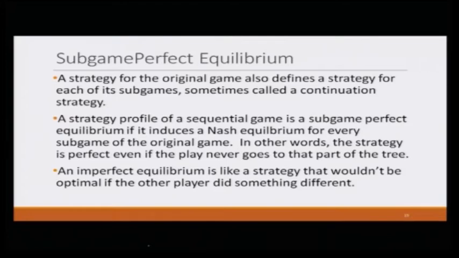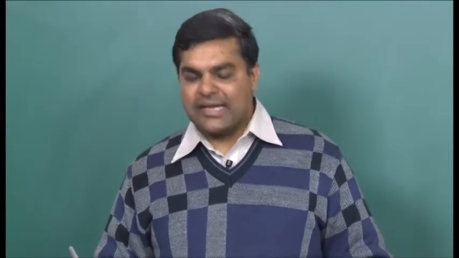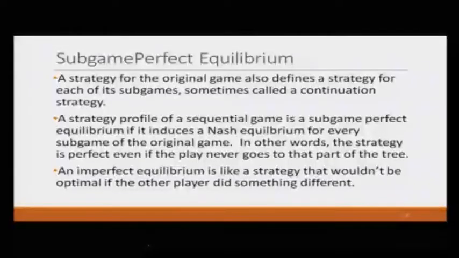In fact, we did the modified backward induction. This is what we call subgame perfect equilibrium. What is subgame perfect equilibrium? First of all, to understand subgame perfect equilibrium, let us understand the continuation strategy. What do we mean by a continuation strategy? A strategy for the original game also defines a strategy for each of its subgames, sometimes called a continuation strategy.